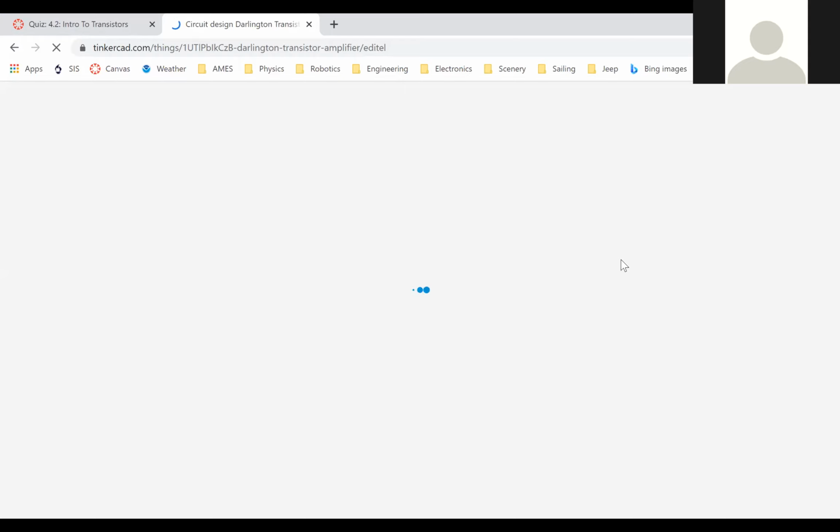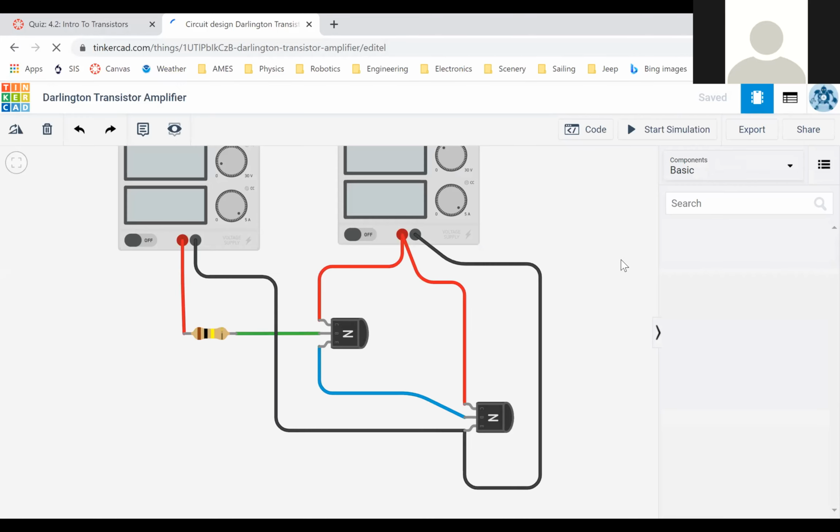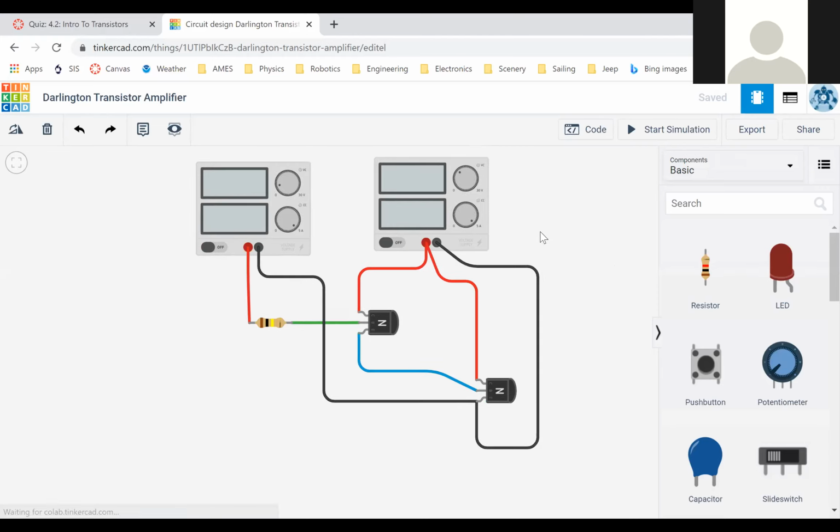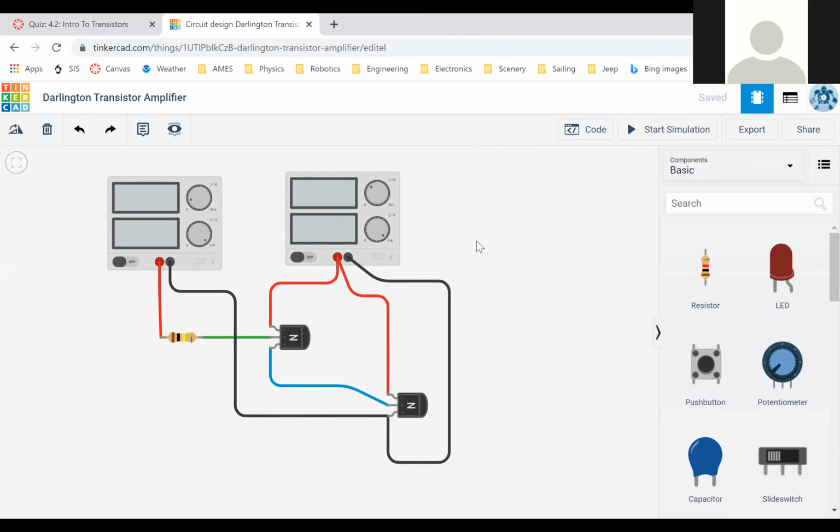Now, I encourage you to do this. If you guys are bored, sitting around looking for something fun to do, I think this is a fun thing to do. Okay, so hopefully now you can see that I've got two transistors. The output from my first transistor is the input to my second transistor. So I've got a Darlington pair. All right, let's start the simulation.